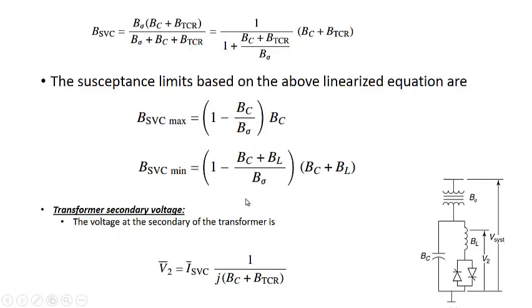So in that case, we'll be assuming this to be linear, and we'll calculate the production as well as this absorption limit. Now we can also calculate the value of the transformer secondary voltage. That will be equal to V2, that is here. V2 is the voltage across the TCR and this fixed capacitor. It will be equal to I_SVC divided by j into (B_C plus B_TCR). So V2 will be equal to current divided by susceptance. That's where this relation comes from.